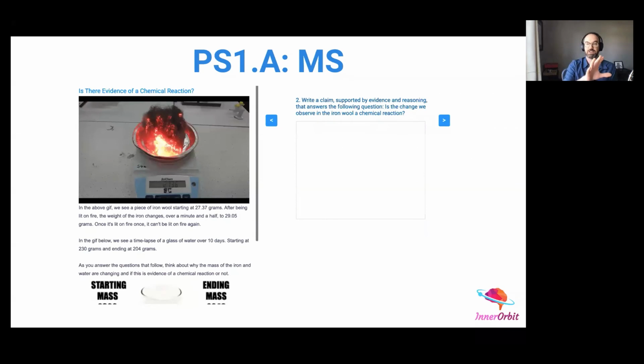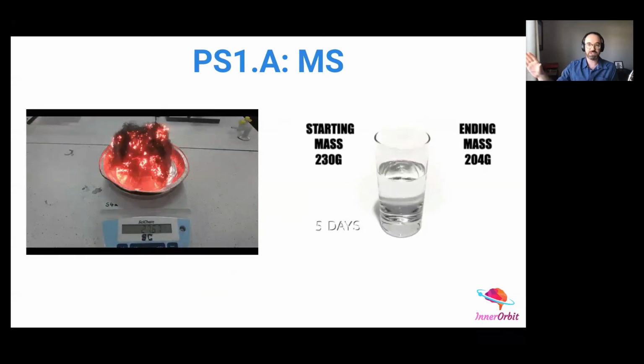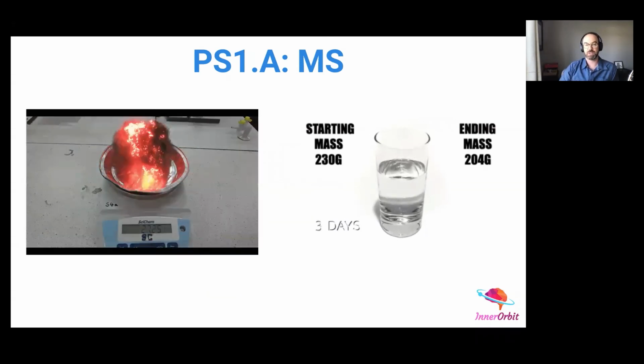So there is data here. There are graphical displays and textual displays of data. And they need to analyze that, interpret it, and come out with some kind of conclusion. We also have the same CER question about the water that's changing over time. So can you write a CER statement to answer this question?